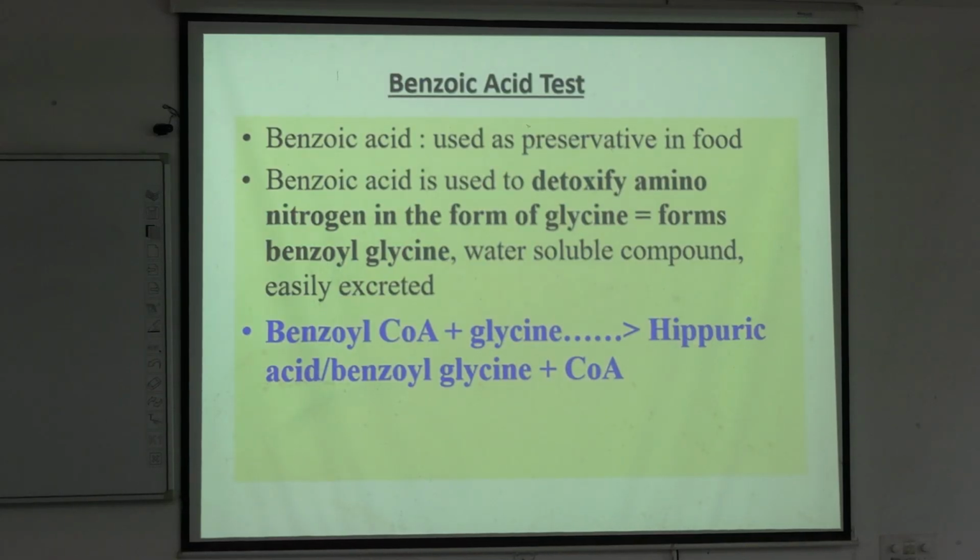Benzoic acid is used as a preservative. Benzoic acid combines with glycine to form hippuric acid. It used to be a liver function test of the conjugation capability. Now it is no longer used as a test, it is a historical test. You just write down that the benzoic acid hippuric acid test is a historical test. It is not done nowadays. At least I have not seen it.